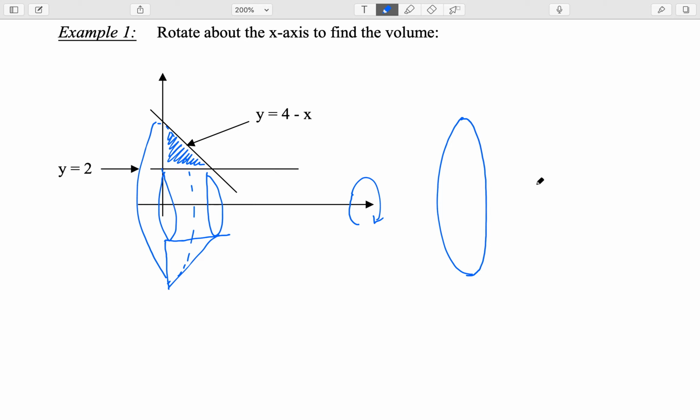So notice, even though it looks like an oval, it is circular. That's just the perspective. And it's hollow. So there's the base, and here's the outside.